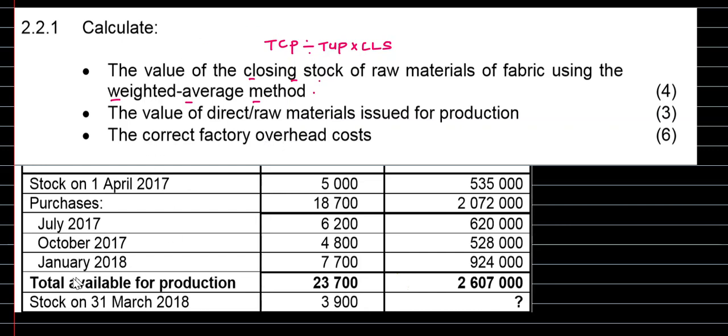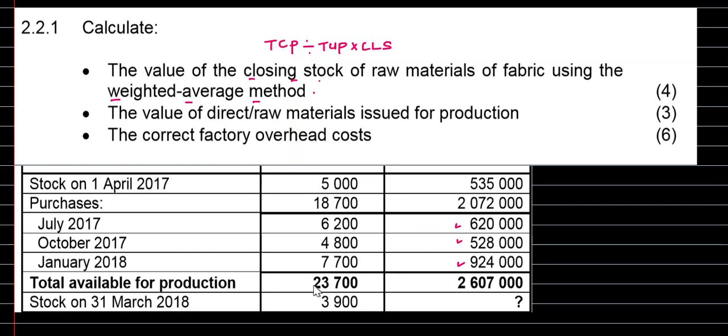If you notice here, the total available for production is 2607. They were given the opening stock and the purchases. If you notice, this 620 and this 528 and this 924,000 are added up and give us 2072. So these are our purchases. So 2072 plus the opening stock gives us a total available for production of 2607.